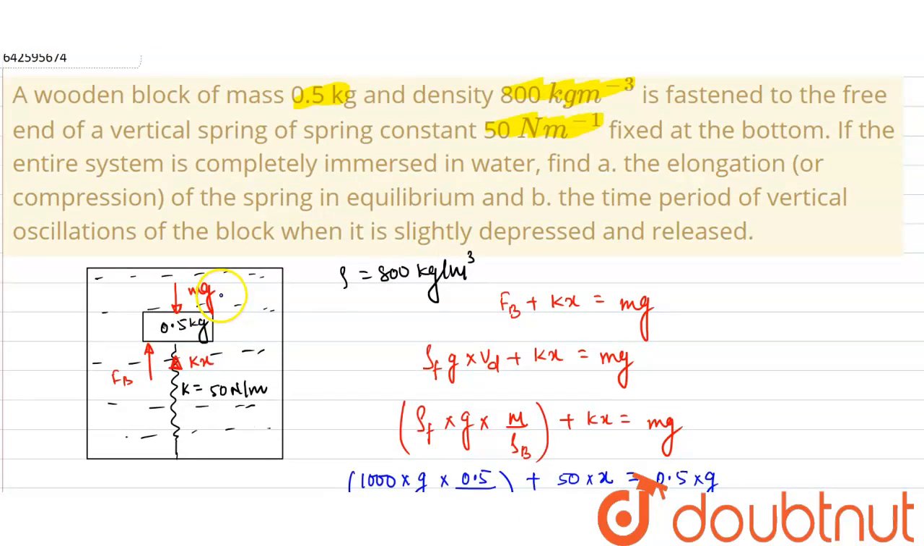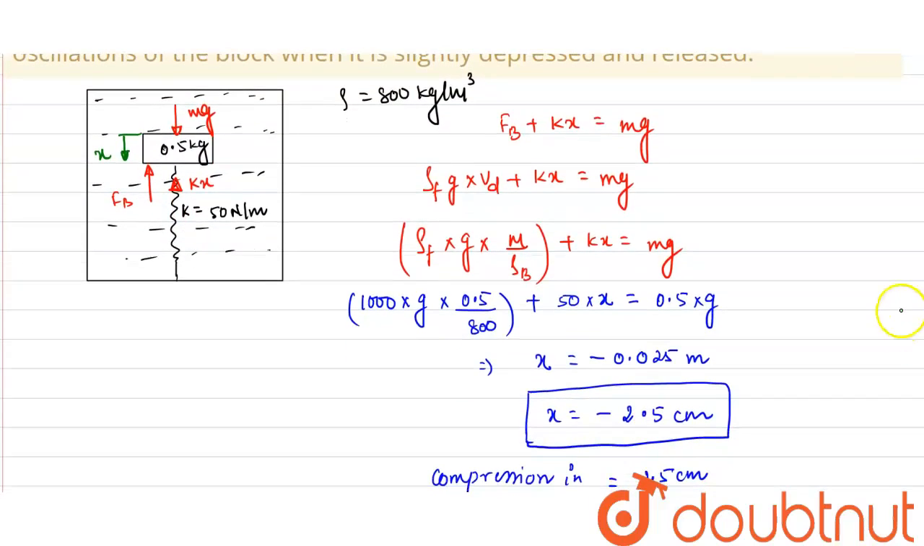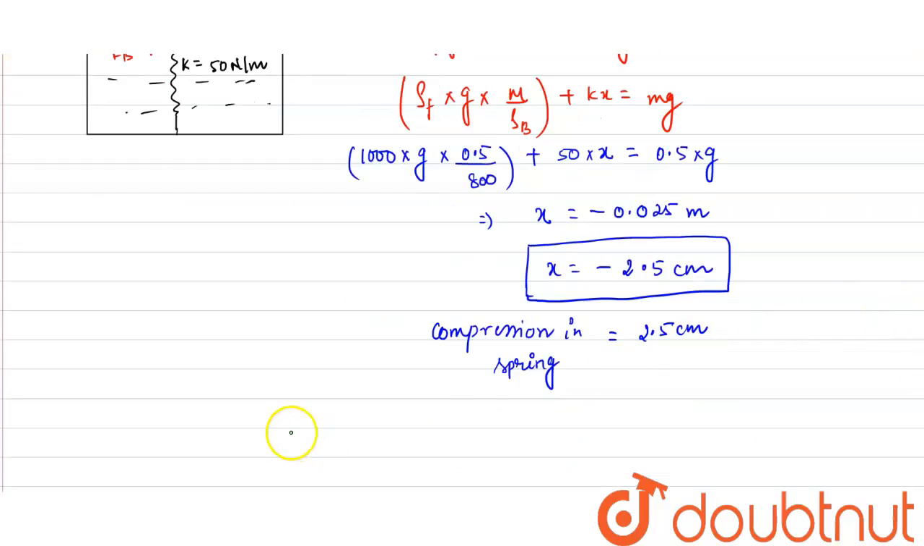Now in the second part, we have been asked to find the time period of the vertical oscillation of the block when it is slightly depressed and released. Let us suppose that this block is slightly depressed by a distance of x meter. Since the whole system is underwater, the buoyancy force does not change, since the volume of the water displaced is not changing. So the unbalanced force will only be due to the spring.